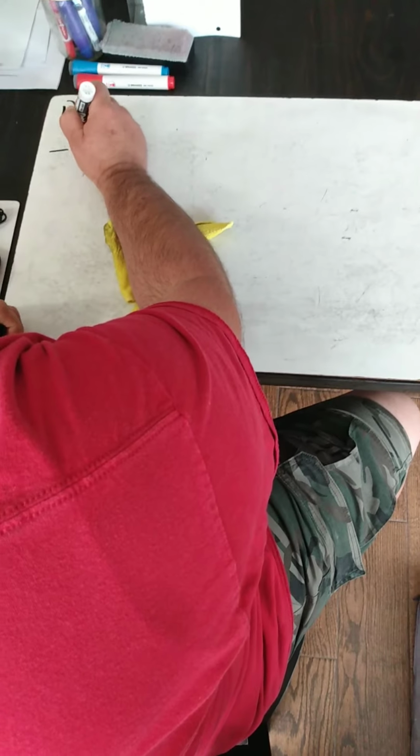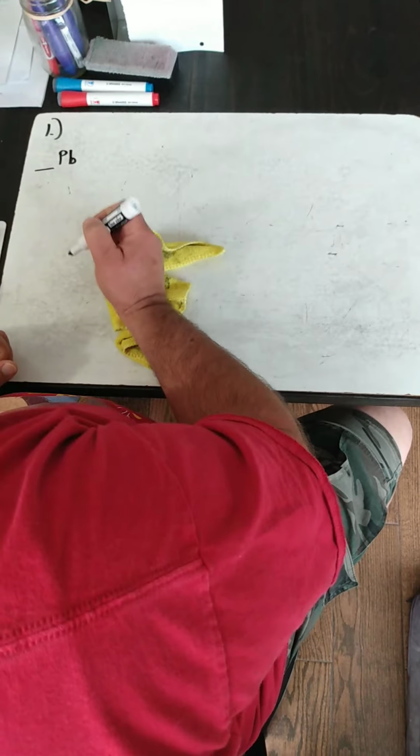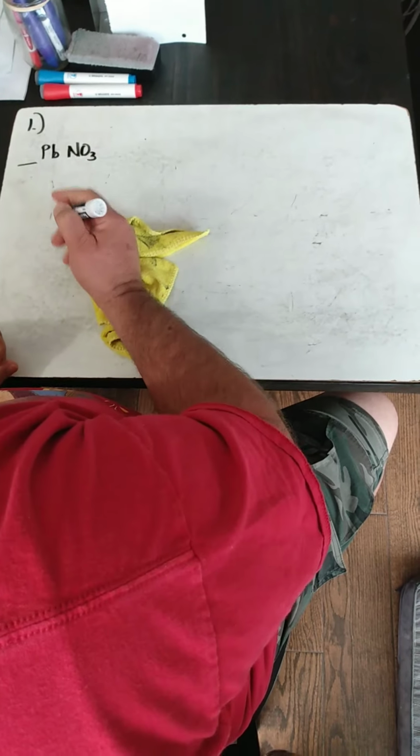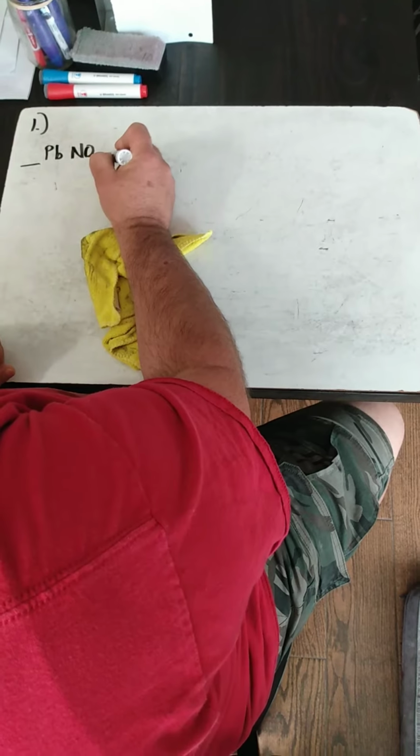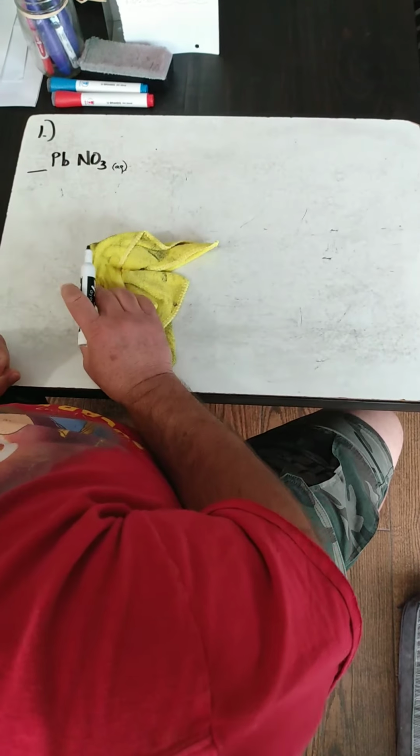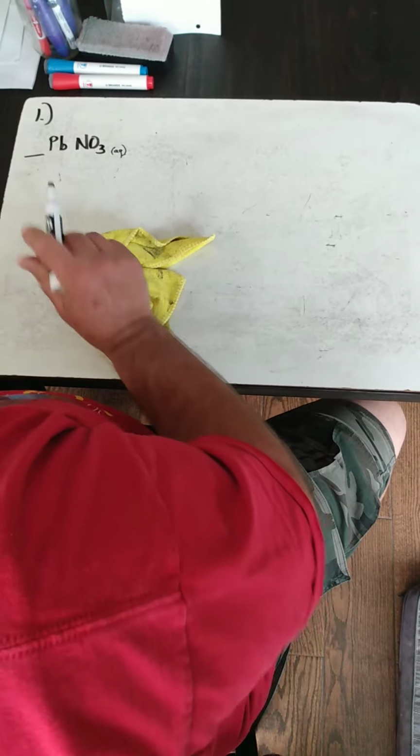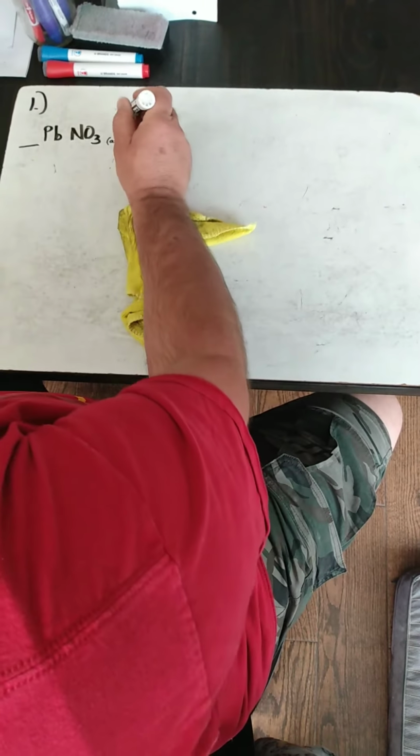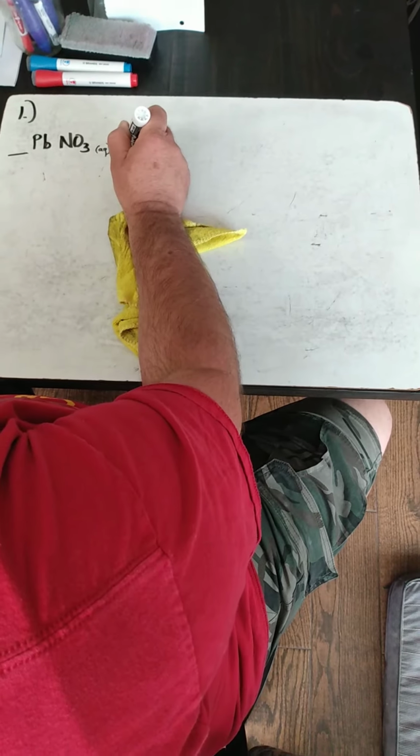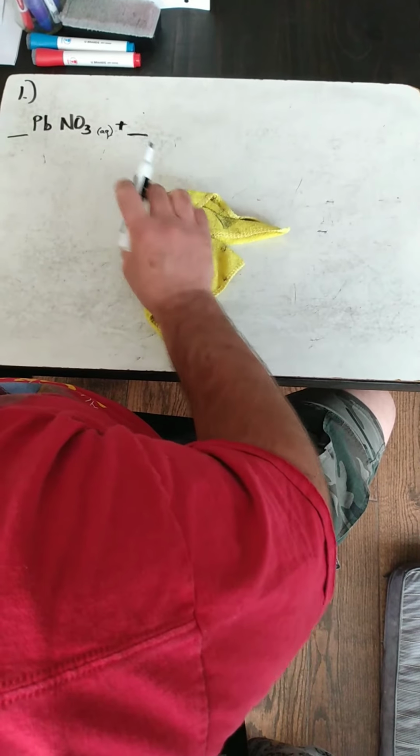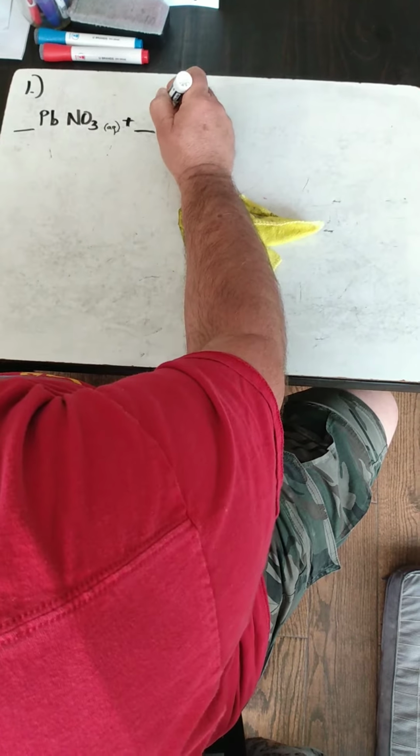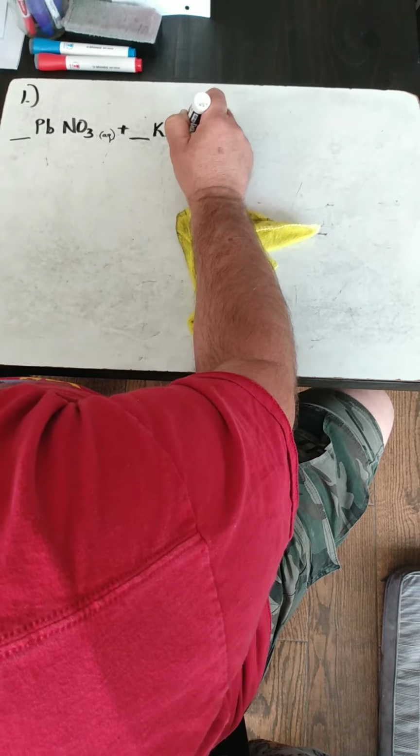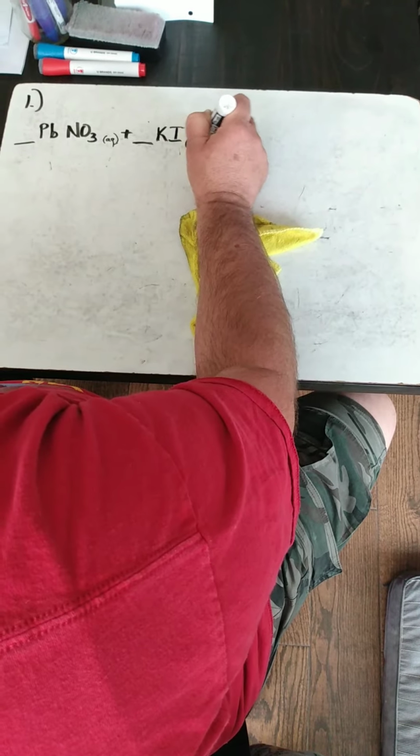Lead, we look it up on the periodic table. Here's lead. And the nitrate, this is one of your polyatomic ions that you should have memorized. And we're going to put this little AQ because it's aqueous. All right. And then it says reacts with, so we're going to put a plus. Reacts with potassium iodide. So potassium iodide. And it says it's also aqueous, so AQ.